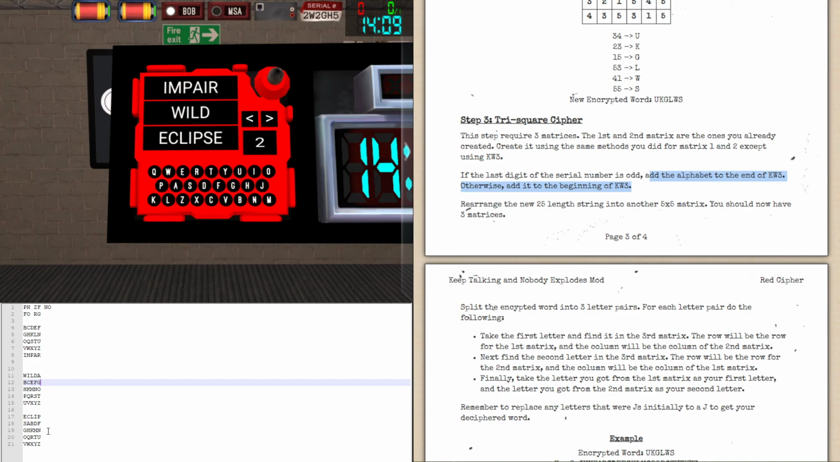And finally, N and O. So this is going to be third row for our first matrix, fifth column for our second matrix. And then the O is over here, so that's going to be the first column of our first matrix, and the fourth row right here. So then we're going to take the intersection of the first matrix, so that's going to be an O. And the intersection of our second matrix, and that is going to be a T. And our finally decrypted word is forgot.